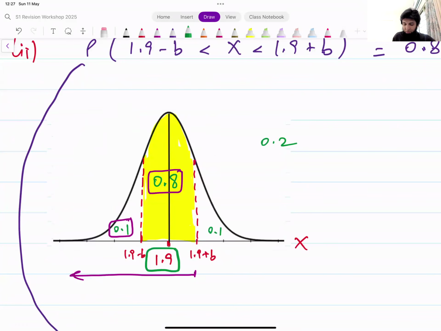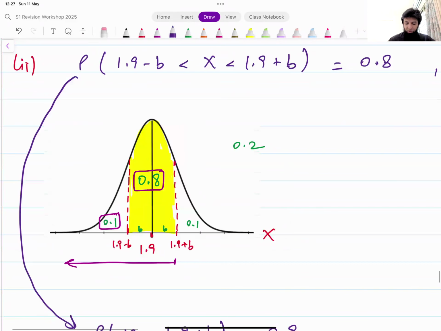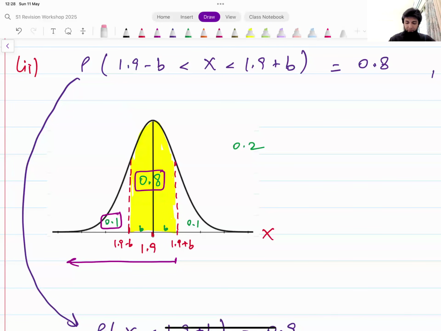Plus B means you go B units to the right. Minus B means you go B units to the left. Now, since the curve is symmetric, they've given that this area in the middle is 0.8. If this area is 0.8, what's the remaining area? That's 0.2. That's going to be equally divided on both sides. 0.1 on the left side, 0.1 on the right side. So now we can convert it to a one-sided interval.